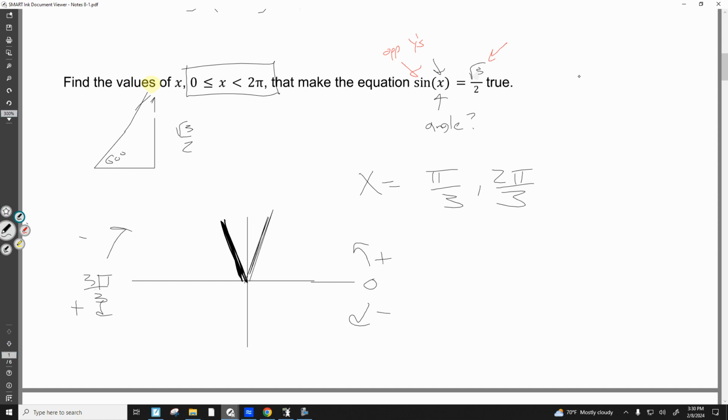All right, now, next question. We're still on this page. What is the cosine of x equal to positive root 3 over 2? It's the same question, only I'm using cosine. All right, answer the question.